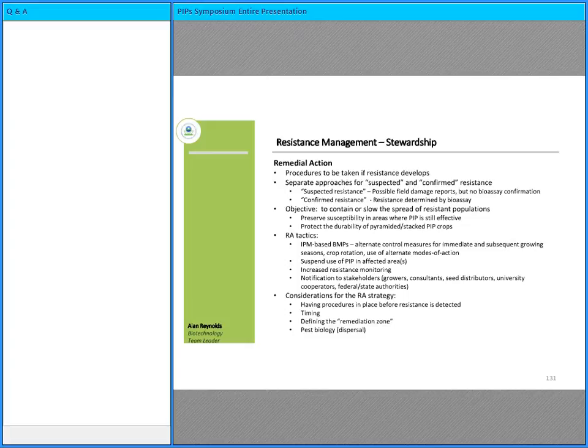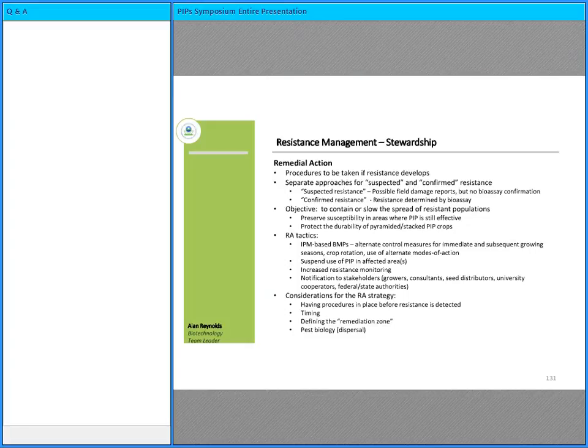Some of the strategies that have been used for remedial action include IPM-based best management practices, including things like alternate control measures for that immediate growing season or the subsequent growing season, the idea being to try to contain that resistant population. Crop rotation has also been used, as well as other alternate modes of action. A fundamental aspect of remedial action is to not use the PIP in the affected area. It sounds kind of obvious, but if you have a case of resistance in a defined area, not continuing to use that trait there is one of the key components.